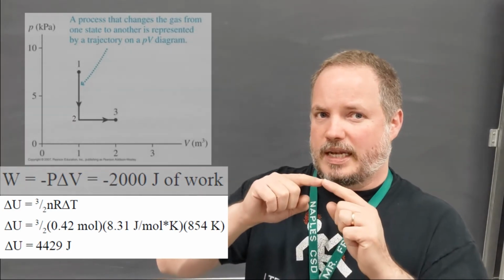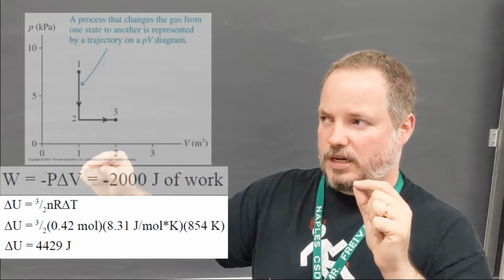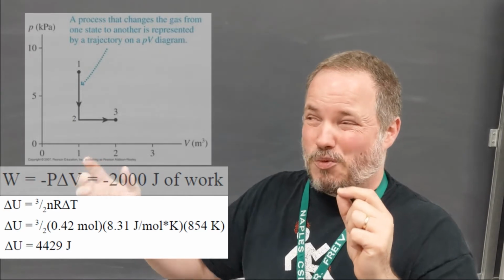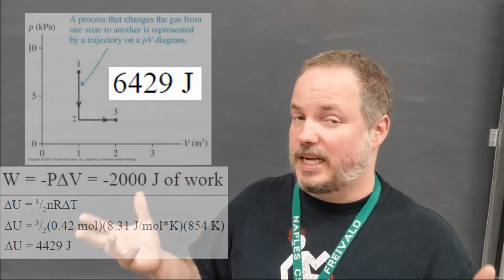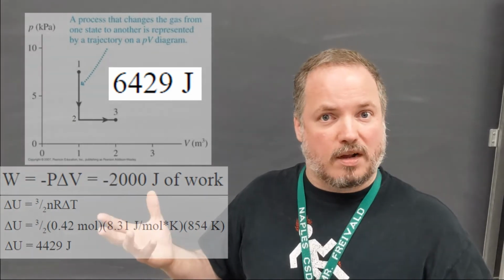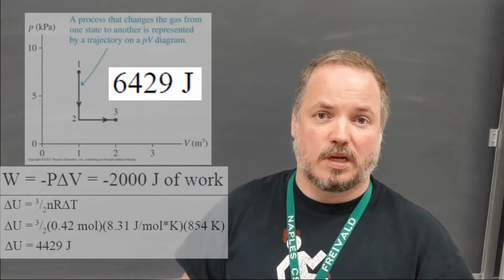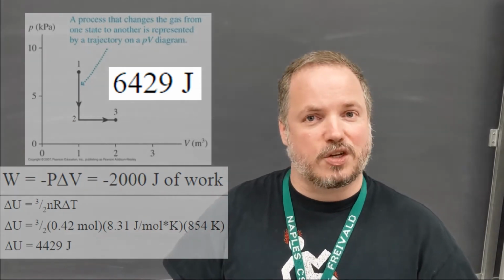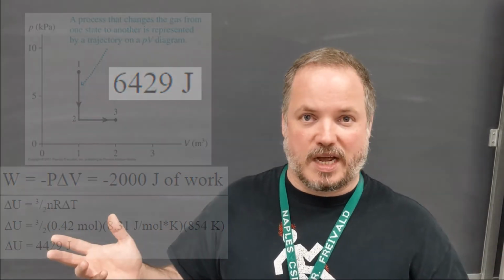So it gained 4,429 joules of internal energy while doing 2,000 joules of work, which means that we had to have added 6,429 joules of energy in the form of heat in order for that to work. Right? Doesn't that make sense? Conservation of energy applied to a gas. Well, it turns out that conservation of energy applied to a gas is known as the first law of thermodynamics. And the first law of thermodynamics says exactly that.